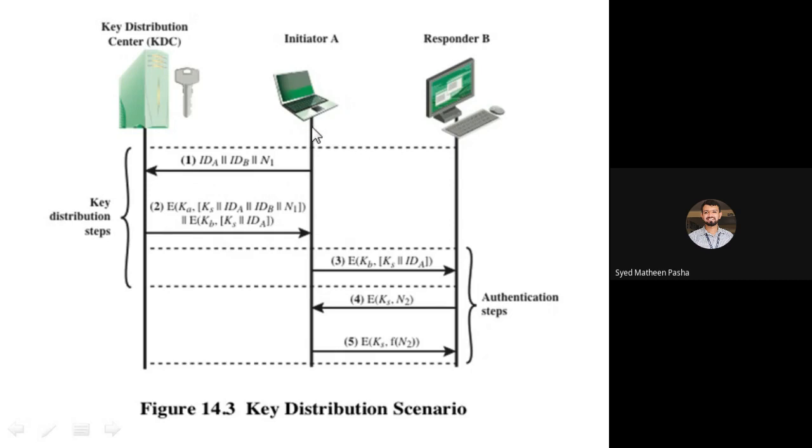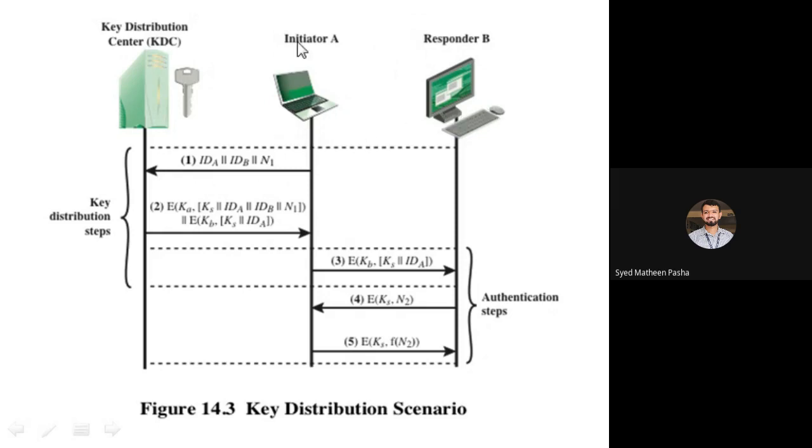Now, what is the next step? It should communicate the same to responder B. Now comes the security part, because the KDC has its security and gives a secure key, but there is no secure channel included between initiator A and responder B.